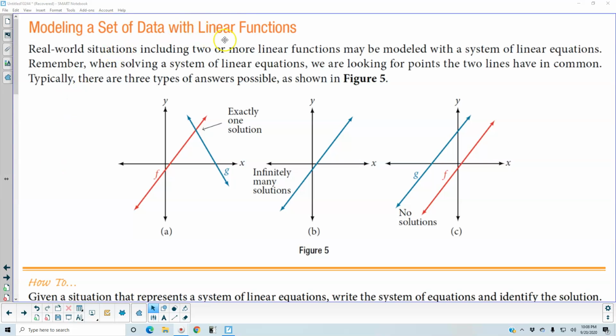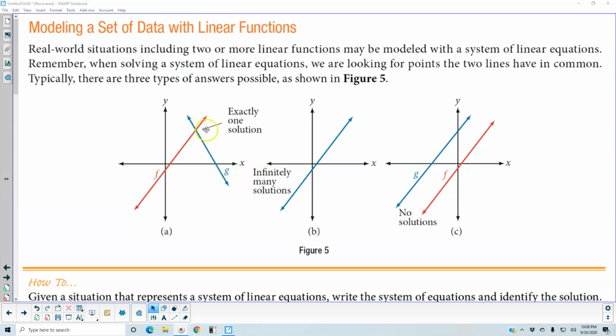Modeling a set of data with linear functions. Real-world situations including two or more linear functions may be modeled with a system of linear equations. Remember, when solving a system of linear equations, we are looking for points the two lines have in common. Typically, there are three types of answers possible as shown in Figure 5.